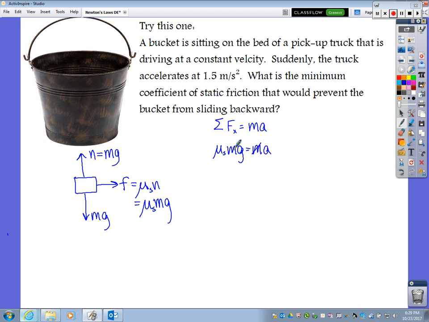And the m's cancel, we divide through by m. Now I'm trying to solve for mu static. So mu static is going to be a over g. A is 1.5 meters per second squared over g, which is 10 meters per second squared. So mu static is going to be 0.15. Remember, it's a unitless number.